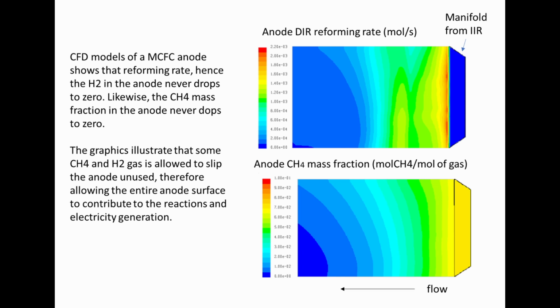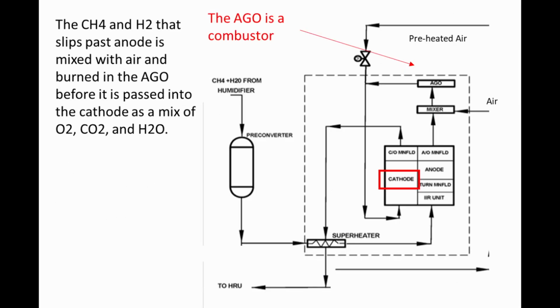This hydrogen slip is allowed to ensure that the entire anode surface can participate in the anode reaction and electricity production. Even methane is allowed to slip the anode. The anode exhaust contains H2O, CO2, H2, and CH4. This anode exhaust is sent through a combustor where an overabundance of air is used to burn up the H2 and CH4 into more H2O and CO2.